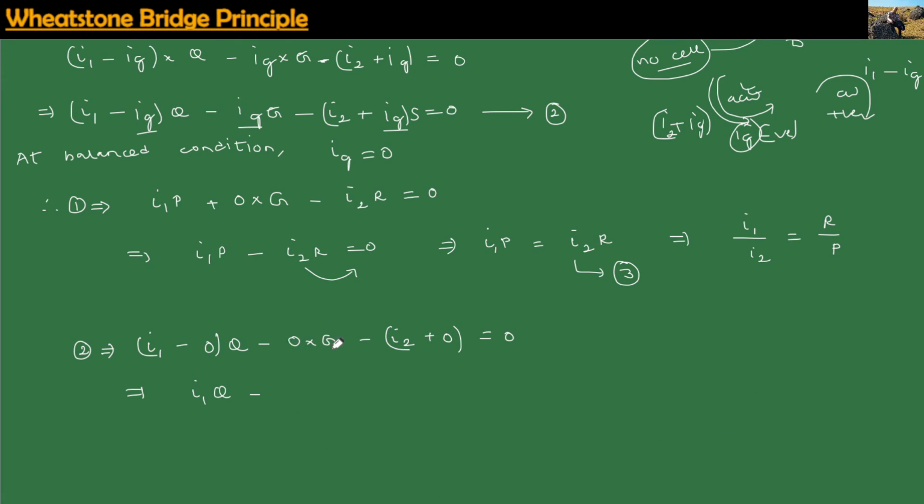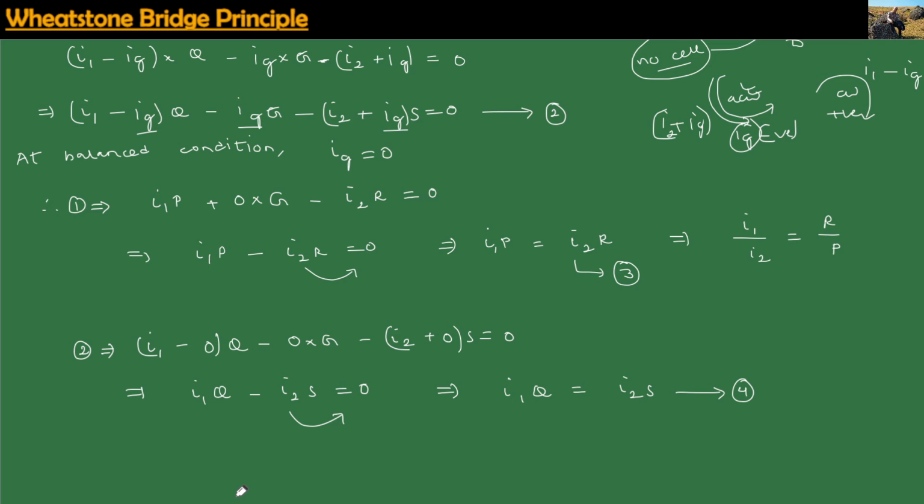So over here this will be 0, so minus I2 into S, this will be equal to 0. If we solve this, we get a relationship for I1Q. When we carry this term to the right hand side, that will be positive, so we get I2S. Let us mark this as equation number 4.